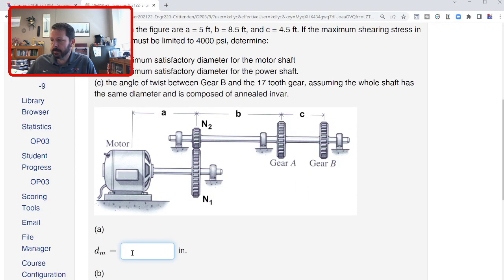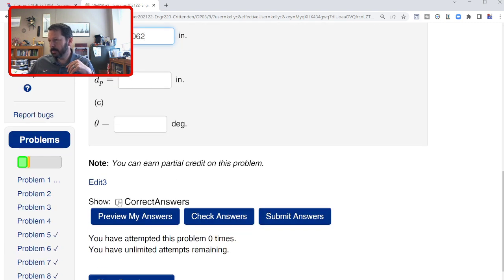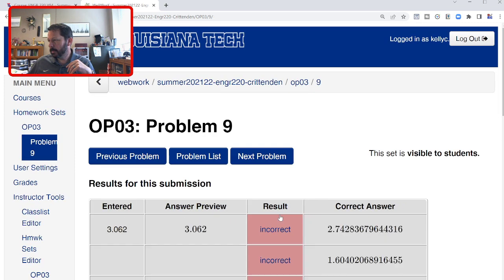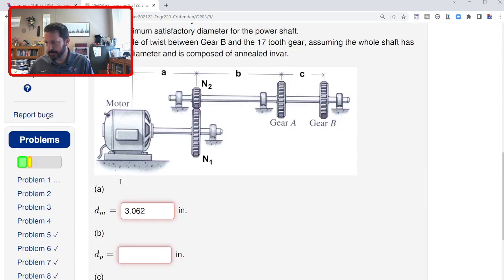So minimum diameter for what I drew as the green motor shaft, 3.062 inches. No, 2.742. So I could have done the cube root incorrectly though, because I don't know how to do it on this calculator. Let's go over to MathCAD, see if it'll help us out some.